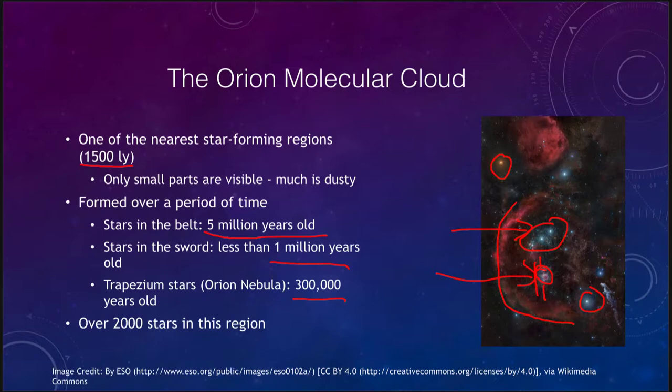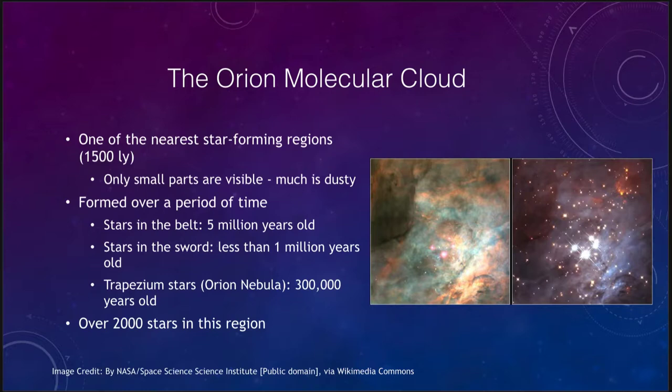Now we can look at those trapezium stars in a little more detail, and here we see them in an image. This is visible light here, and this is in the infrared. So this is the same image, and you can see those stars kind of buried within all the dust here. In the infrared, they're much more visible. The infrared light is much better able to penetrate the dust to be able to let us look into this stellar nursery. So here we are looking at the trapezium stars within the Orion Nebula, and these are only a few hundred thousand years old.